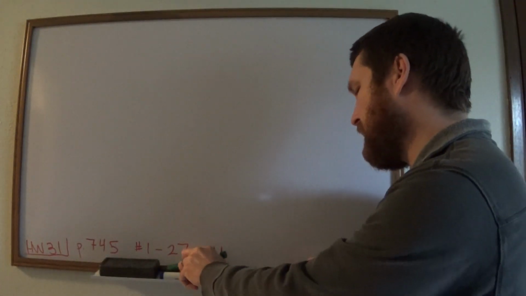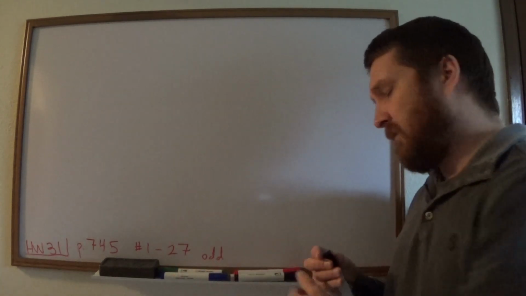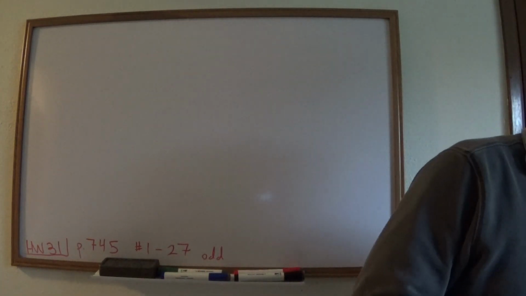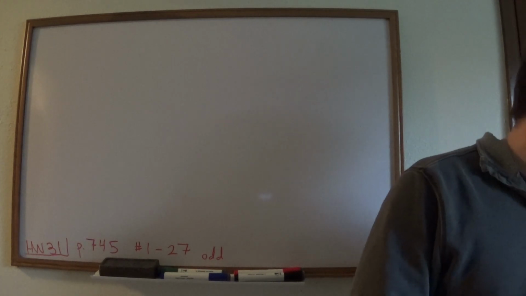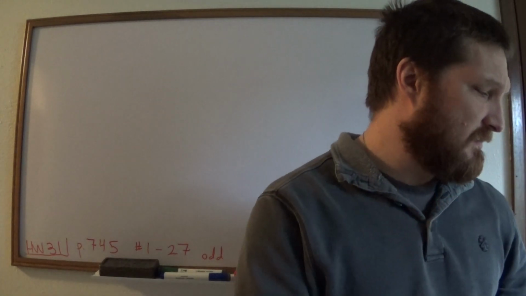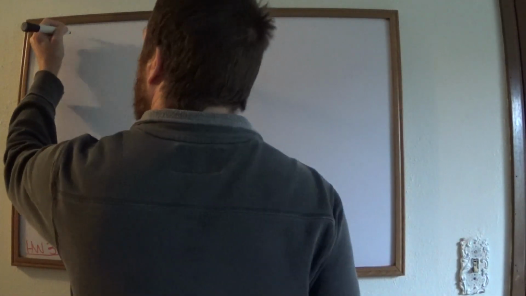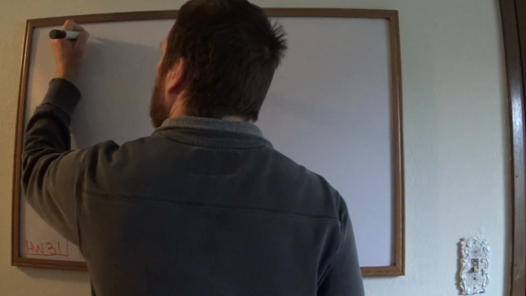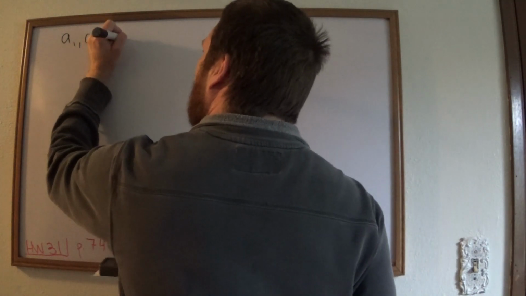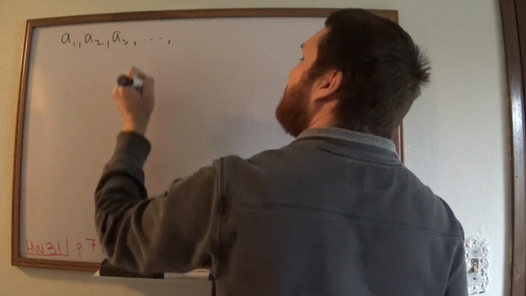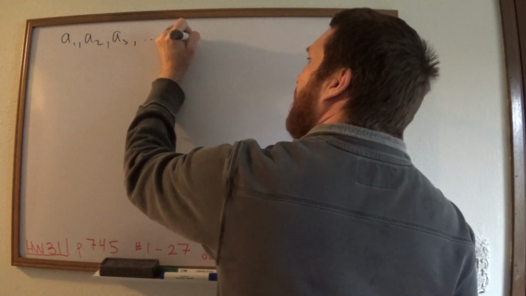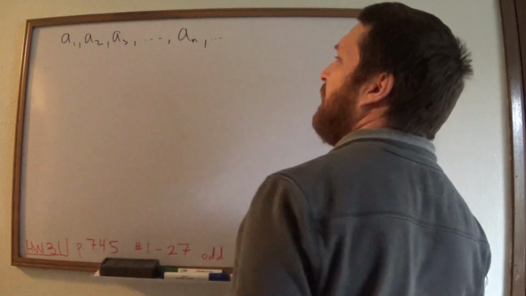So, this section is called infinite sequences and summation notation. We're doing infinite sequences today. And infinite sequences are usually denoted like this: A1, A2, A3, and they go on forever. And in general, we have An, and so on, and they just go on forever.